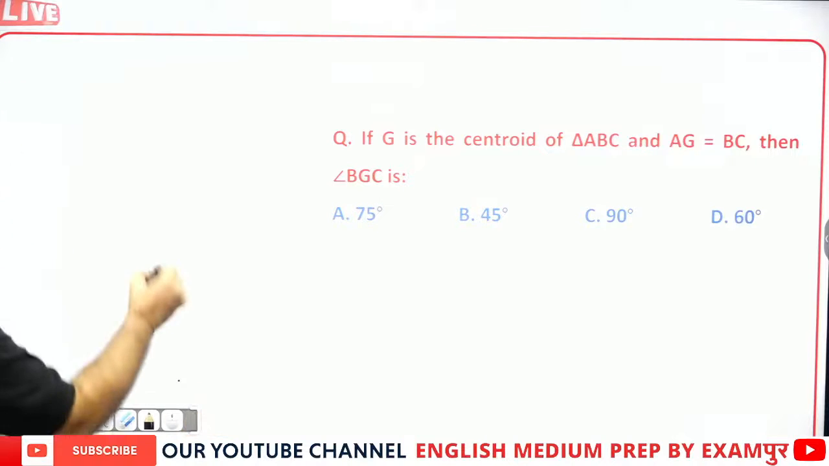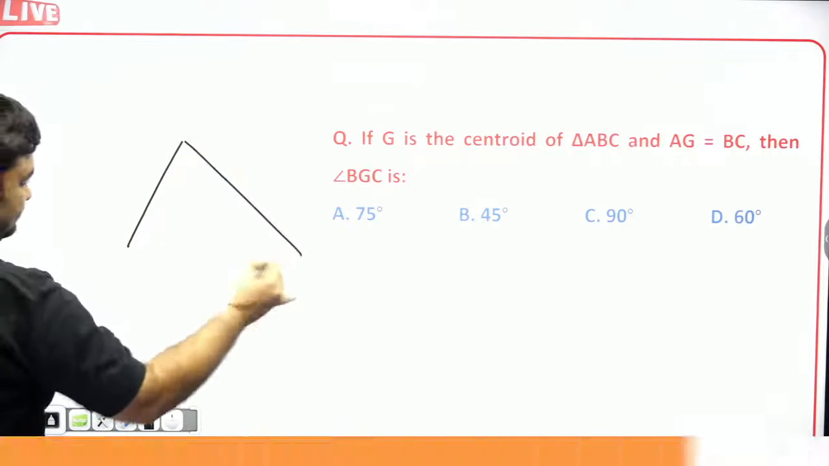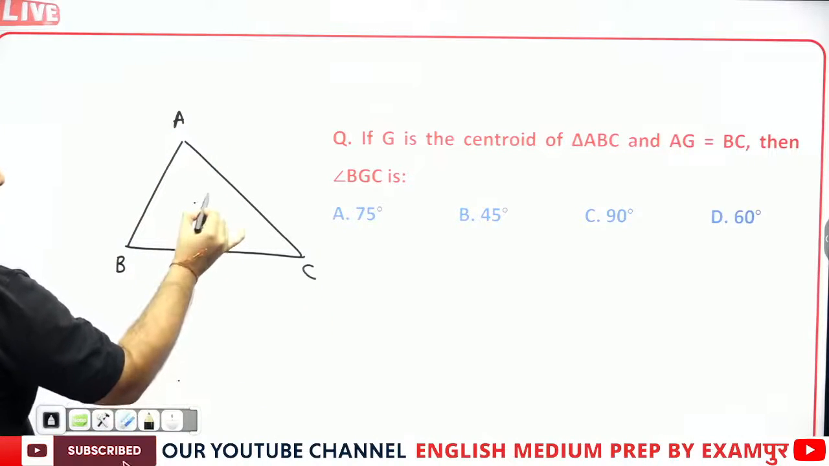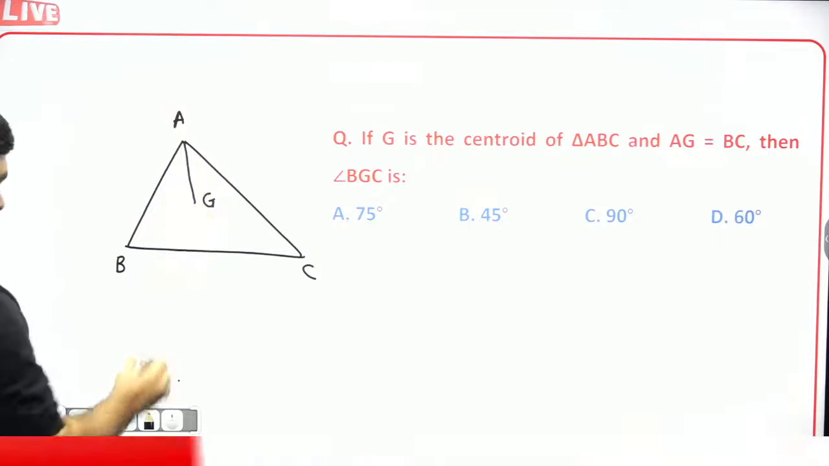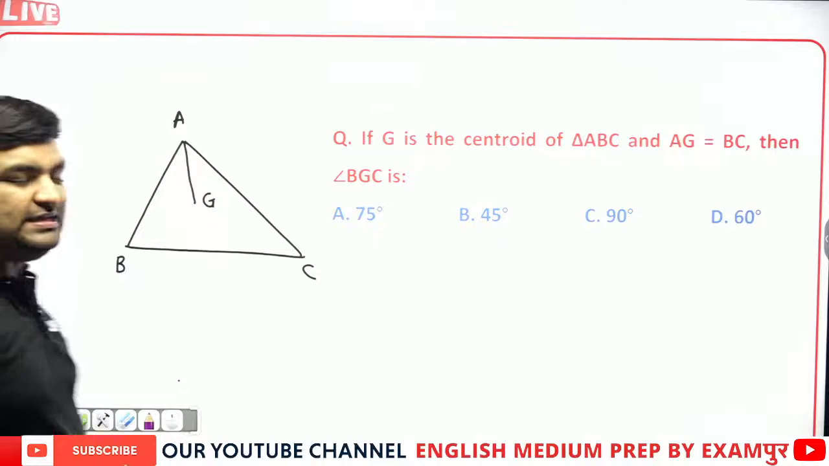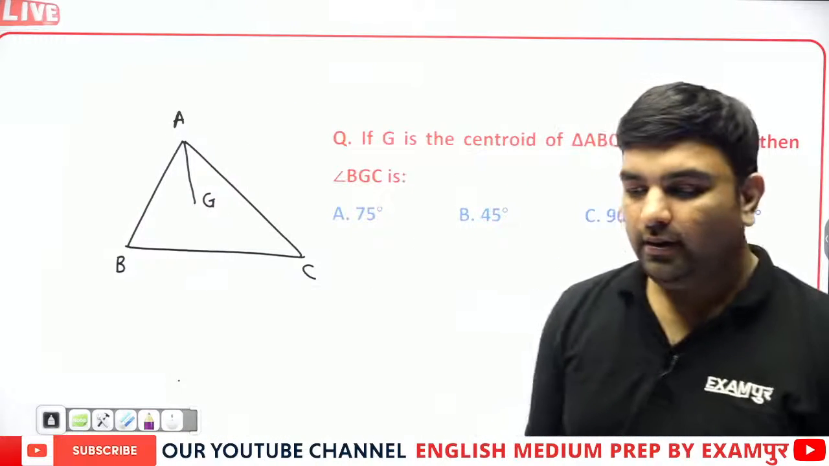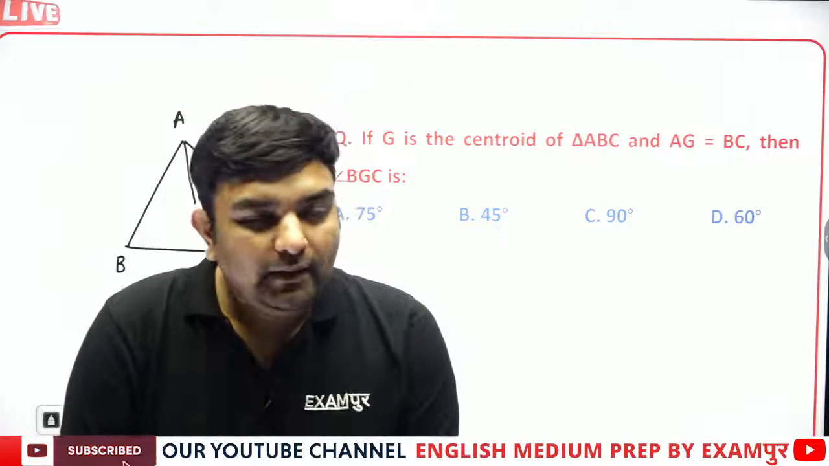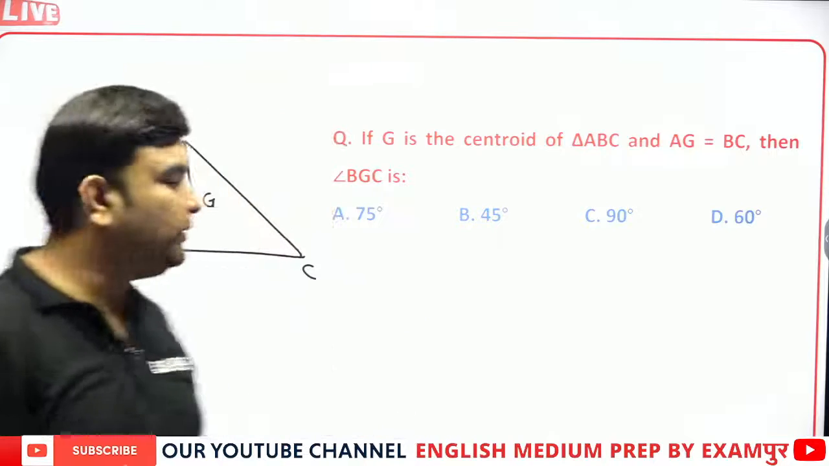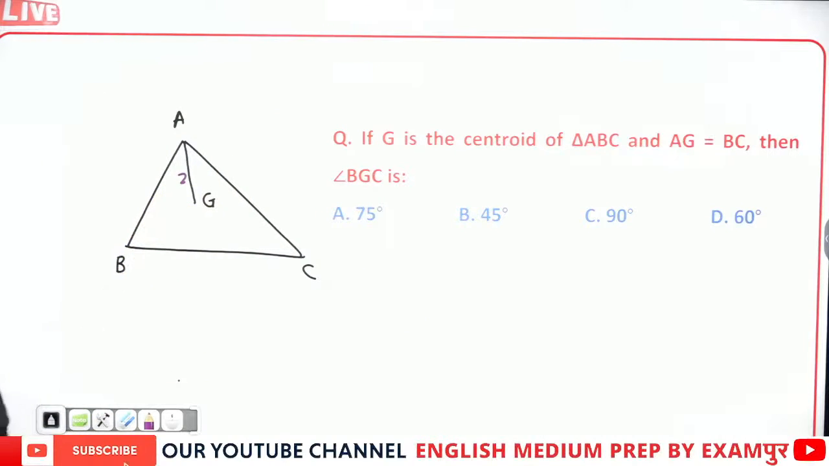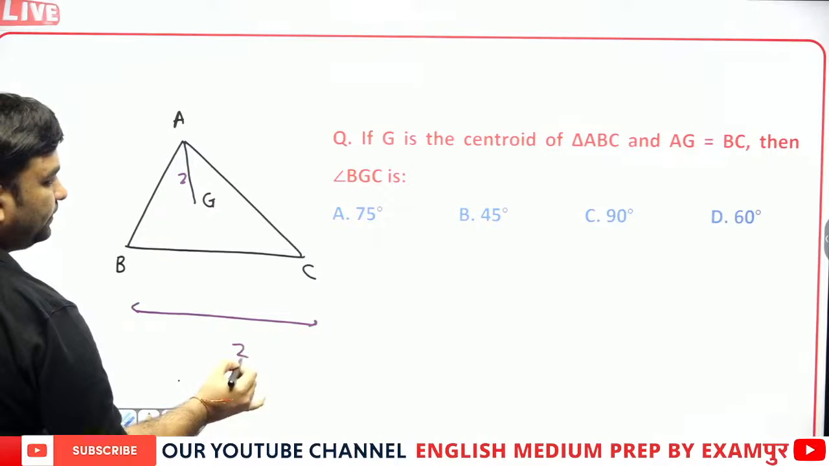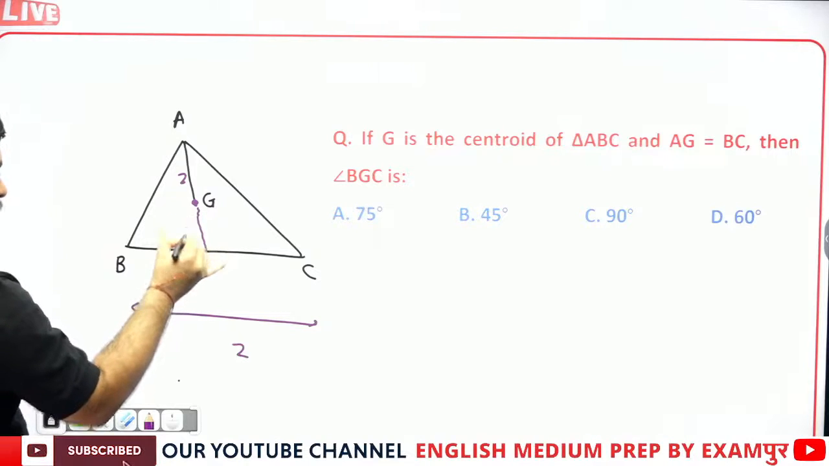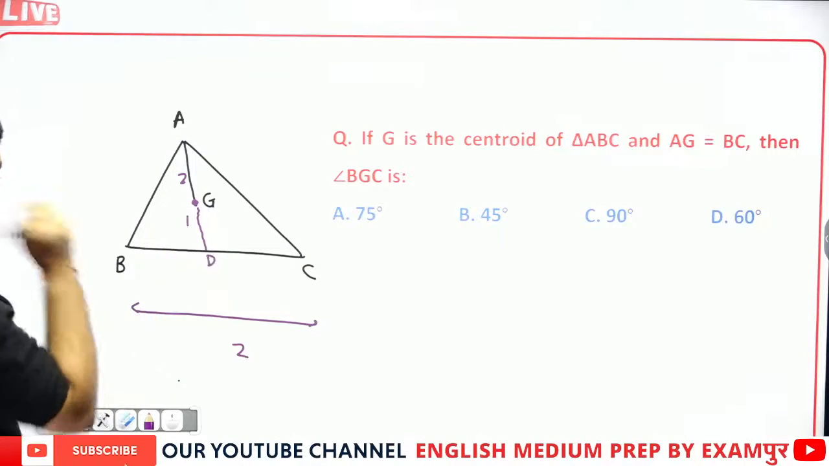G is the centroid, AG is equal to BC. You know AG and GD are in the ratio 2:1. So assume it 2. If it is 2, this is also 2. If you extend it, this portion is 1. And this AD is the median.